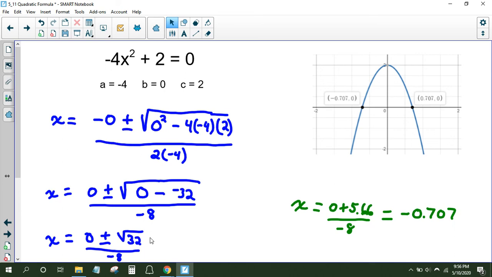So this is called the quadratic formula, another way to solve quadratic equations. So good luck. If you have questions, make sure that you ask your teacher.